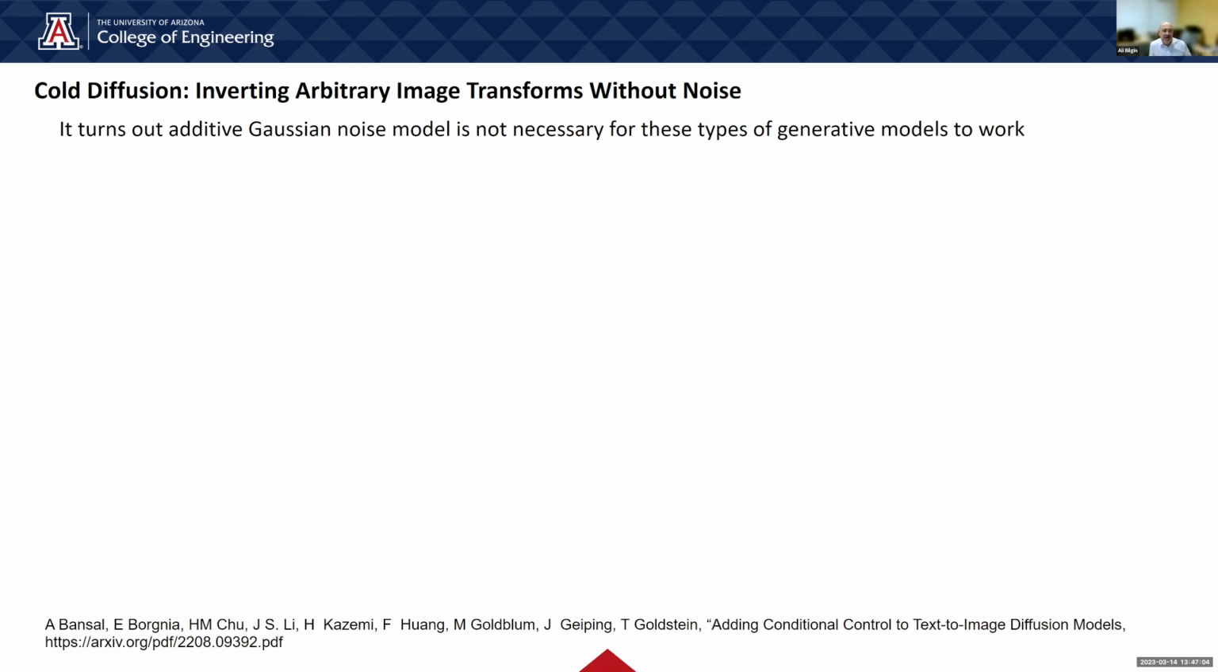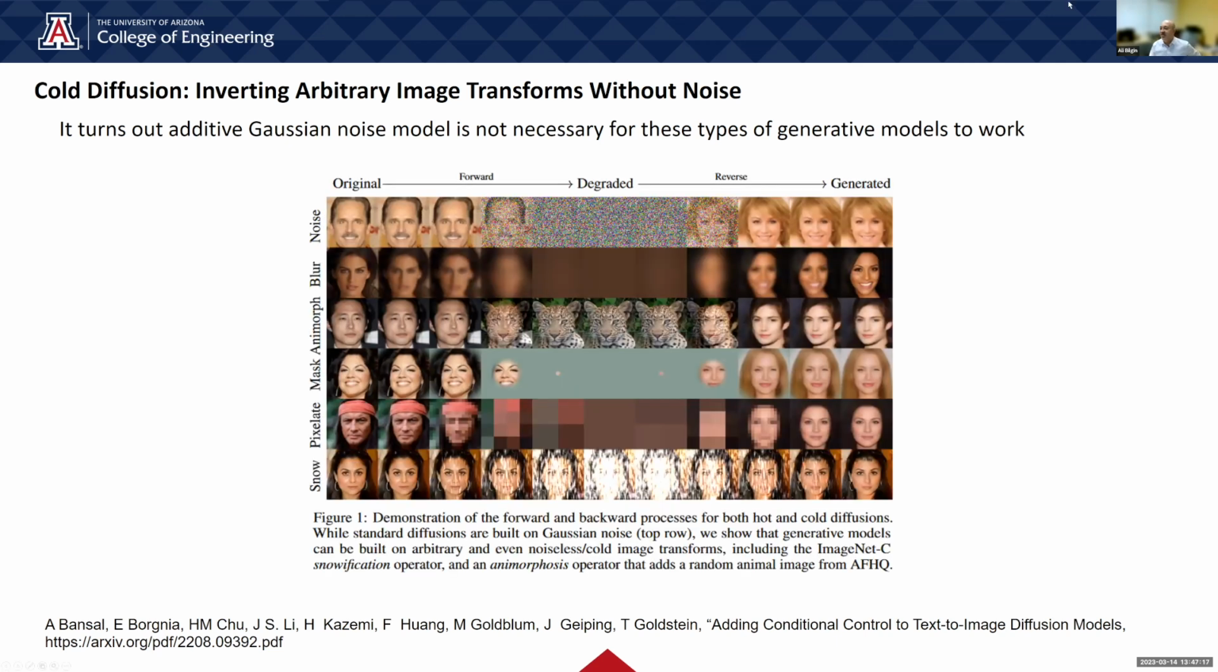But this paper, it's called cold diffusion. It's shown that you can do this by applying almost any arbitrary degradation on the images. So here's their example. You can see that the first one is degradation through noise. The second one is degradation through a blur function. So you can blur and then deblur to generate samples, and a bunch of other things.